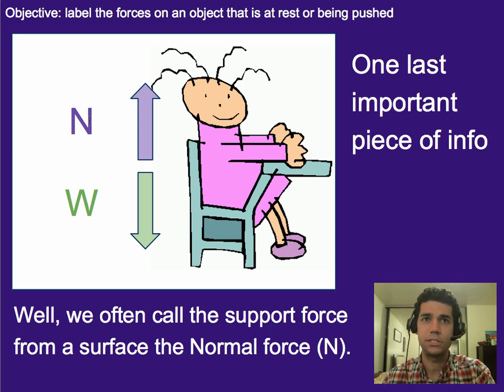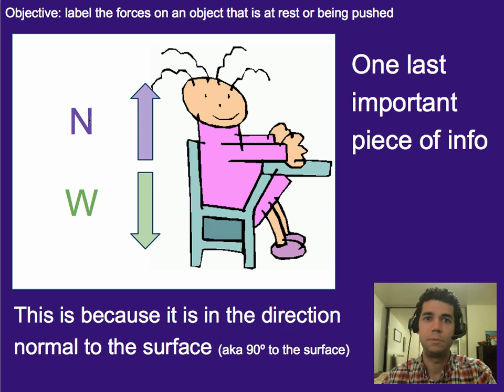The reason it's called the normal force is because it's normal to the surface that the thing is resting on. Normal just means 90 degrees to the surface. So this force is upwards, and it's at a 90-degree angle to the surface that this person is sitting on, and that's why we call it the normal force. In IB physics and higher level physics it's not often called this, but it's sometimes called the reaction force, and we'll talk about what that means a little bit later on.